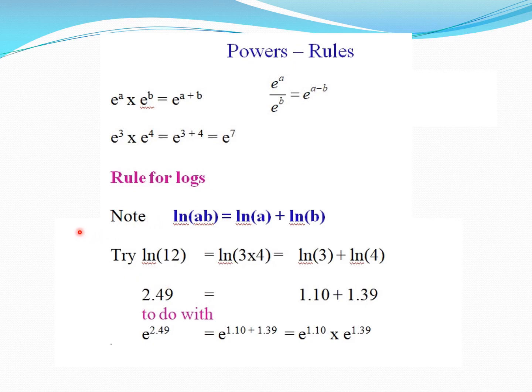Likewise, in the equivalent sense in the logarithmic, the ln, or the log to the base e of ab, is the ln of a plus the ln of b. So just looking at some numbers, for example, the ln of 12 is the same as the ln of 3 times 4, which is the same as the ln of 3 plus the ln of 4. So taking those numbers then, we get 2.49 is equal to the ln of 3, which is 1.1, plus the ln of 4, 1.39, and that's to do with the powers. So we can do a little proof on that.